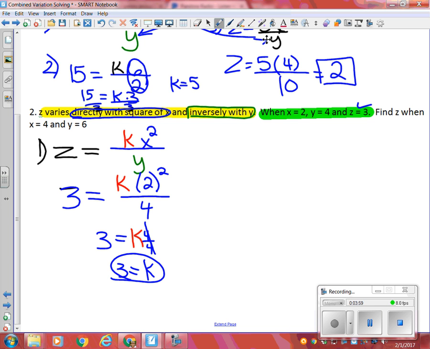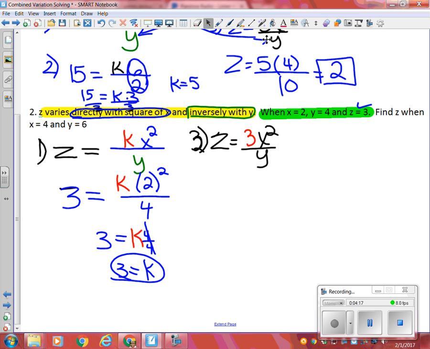Now I'm going to write my equation and put in constant k in there. This is the third step. So z equals constant k, 3, 3x squared over y. That equation allows me to solve for anything.